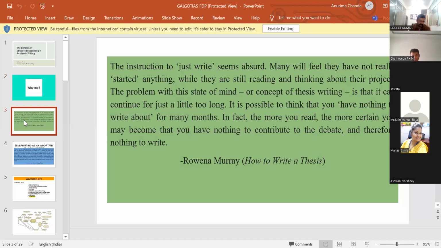This is from Rowena Murray's How to Write a Thesis. This is a book that I will be extensively referring to, among others. I also have a bibliography at the end of my PPT, where you will be able to have a look at the kind of books that I usually refer to. But what she says is that most of us are just given this instruction to just write. The instruction to just write seems absurd, because most of us feel like we have not started anything, even after we have been reading and thinking about a topic.